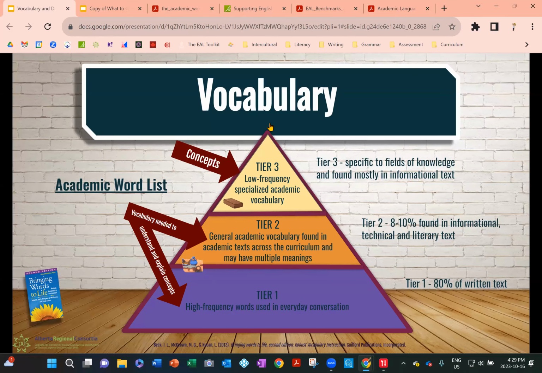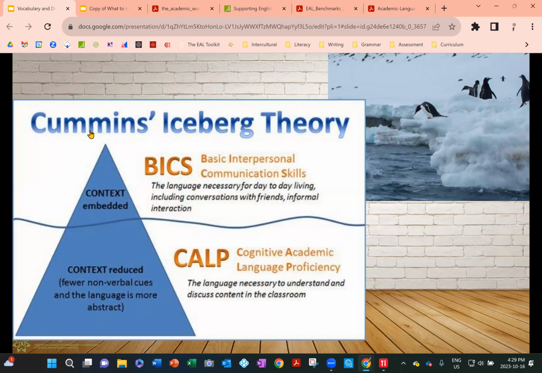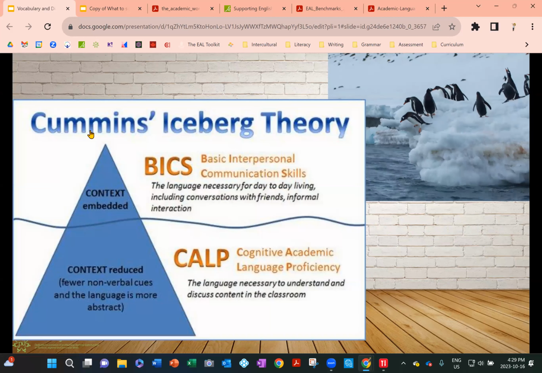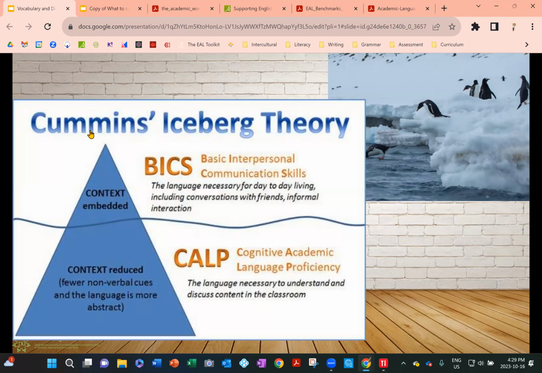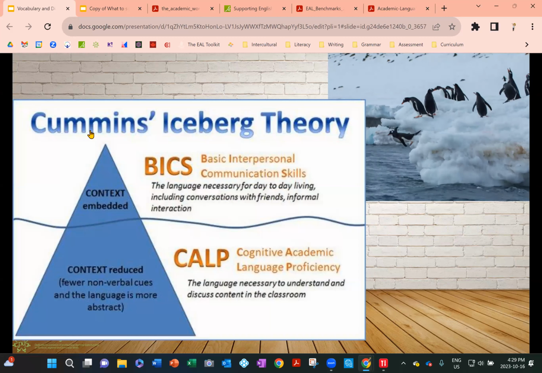So that's just kind of when we think about vocabulary, we want to keep this idea in our minds about the different tiers of it. And also when we think about vocabulary, we want to think about how, according to the function of language that we're using, it can change between basic interpersonal communication skills and cognitive academic language proficiency. So this is Jim Cummins's work.